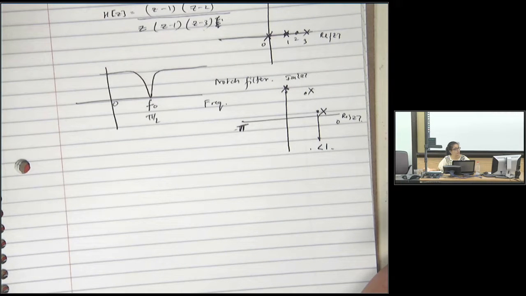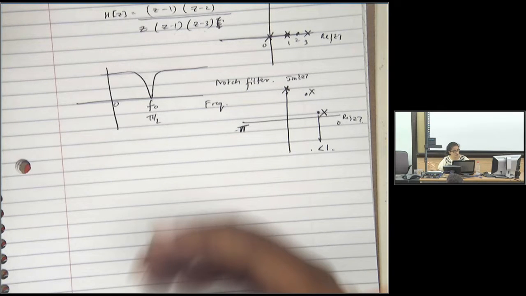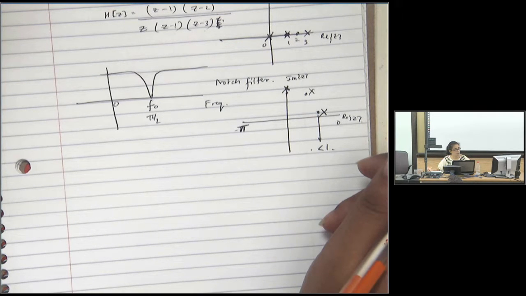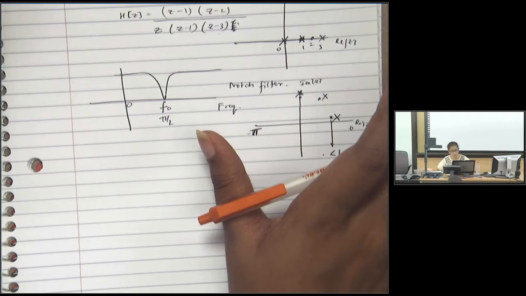So the poles are inside the unit circle? Yeah, for stability, the poles have to be inside the unit circle in the Z domain. And the zeros can be on the unit circle, outside it, or inside it, because zeros do not affect our stability. It's the poles that affect our stability. So this is an example of your pole-zero location where it comes into play.